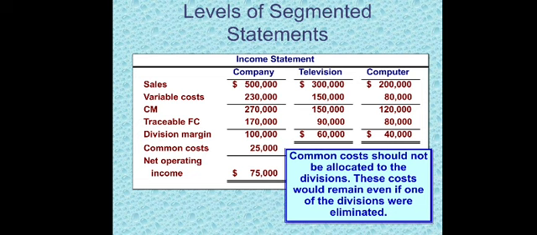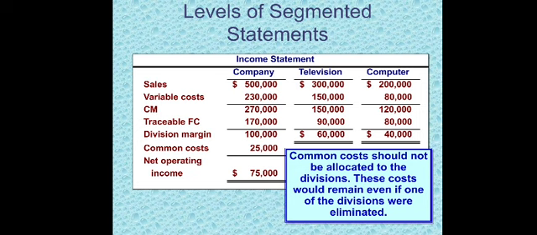So in the previous slide, in the video 1, the example is the salary of the CEO or president. In this Weber example, the common cost is maybe the salary of the CEO or president. If you close the television segment, the company still has to pay the salary of the CEO. Or you close the computer division, still the company has to pay the salary of the CEO, which is the common cost. That's why common cost cannot be divided or allocated to the segments of the business.